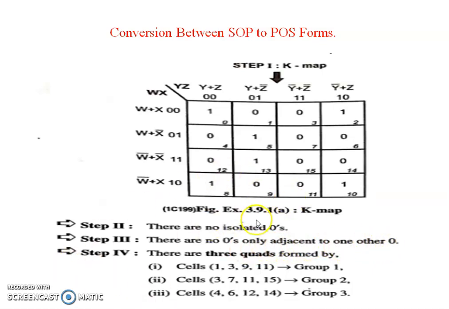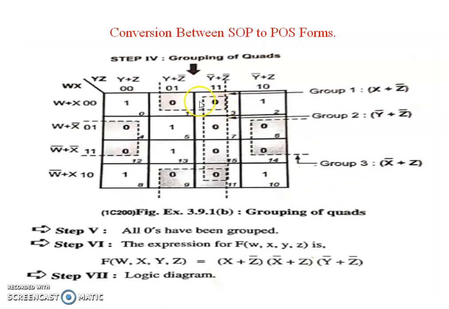Now for this we perform the grouping operations. So see here, first group: cell number 1, cell number 3, cell number 9 and cell number 11. It's your first group. Then cells number 3, 7, 5, 11 are your second group. And cells number 4, 12, 6 and 14 are your third group.